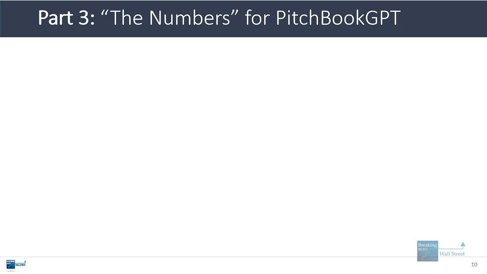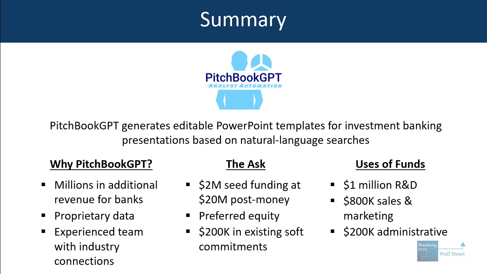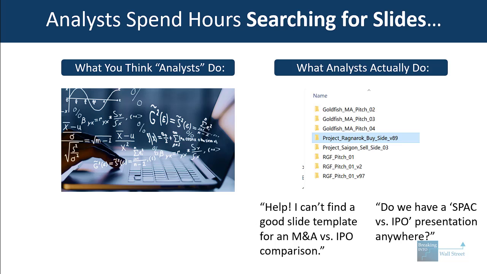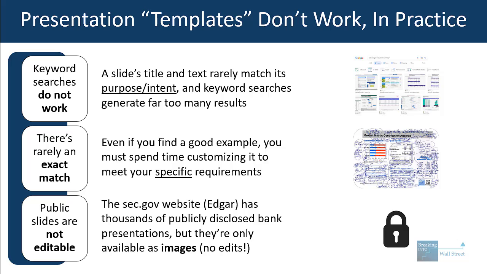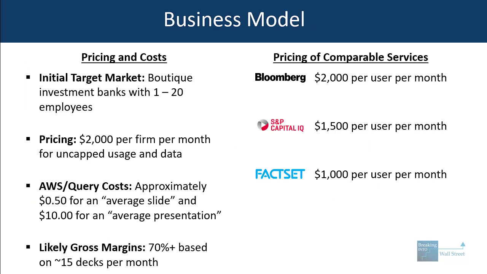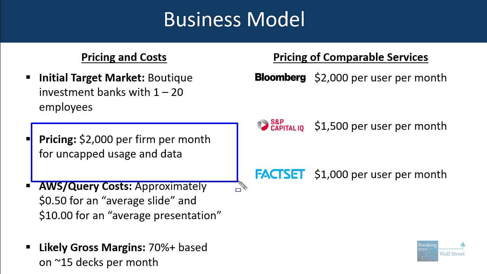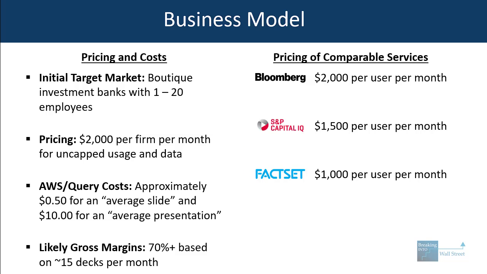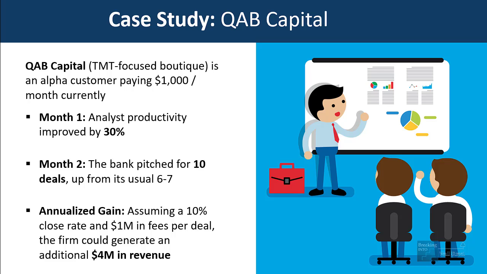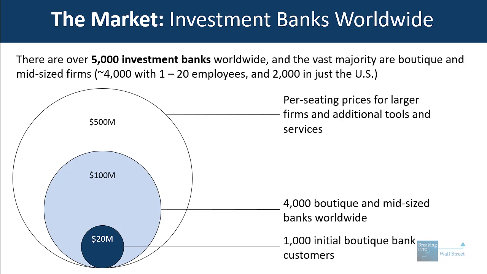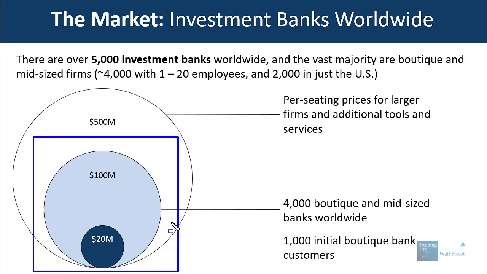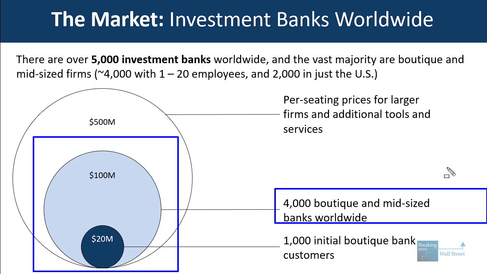And again, I really recommend looking at the actual pitch deck for the company because you'll see what their business model is. You'll see why they think the product might be useful. The bottom line is that they're planning to charge companies $2,000 per month for uncapped usage and data for this product that automates parts of the pitchbook creation process. They have a case study here of one early customer, and then they have this market slide where they claim that there are about 4,000 banks worldwide and that therefore this gives them an addressable market of about $100 million if you go with these numbers and the monthly fees.